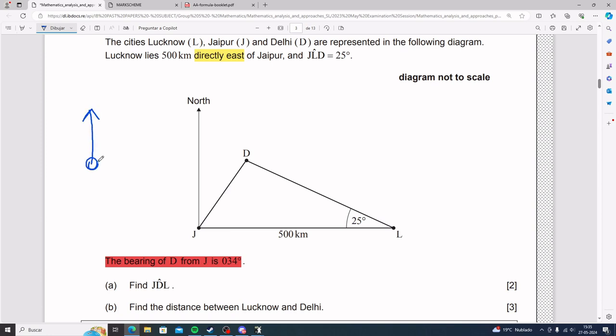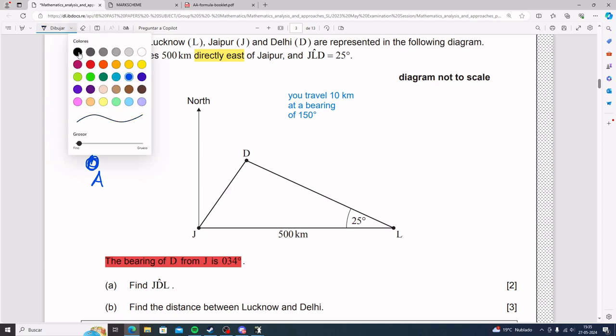So if you have a random point here, let's call it A, and they say you travel 10 kilometers at a bearing of, say, 150 degrees, what you're going to do is first identify that you start by looking north. That's why you put an arrow straight up. You start by looking north and you count your degrees until you reach 150.